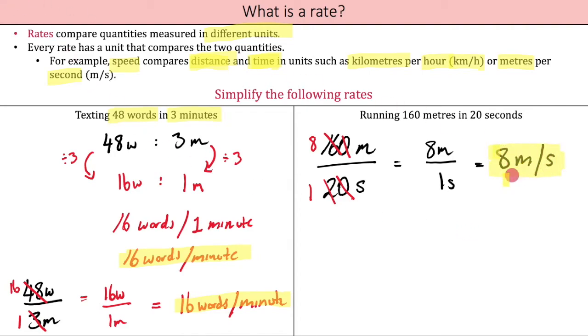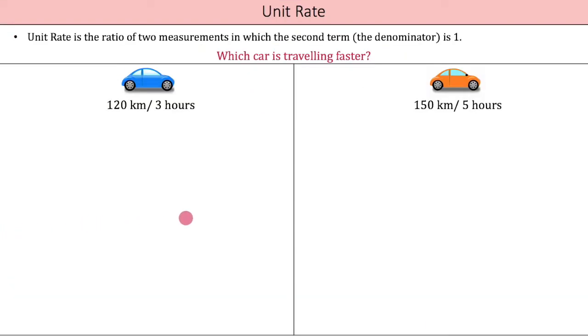Now, there's something very, very important about both of these answers. And that is that our second number is 1. So here it was 16 words per 1 minute. Here you're traveling 8 meters per 1 second. And whenever we've got 1 as our second number or as our denominator, what we call this is a unit rate. A unit rate. So let's now talk about what a unit rate is.